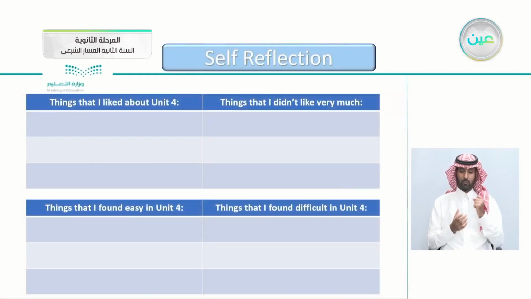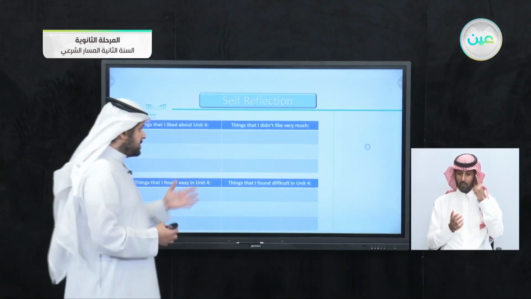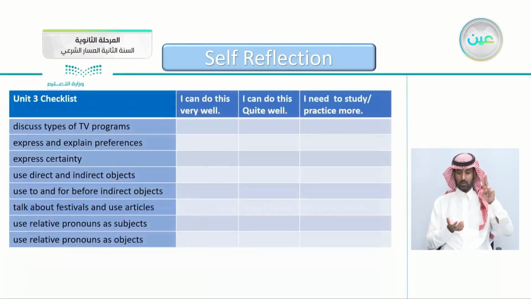Next, we come to the self-reflection, where you evaluate your understanding of the unit. And it's easy here. Things that you liked about Unit 4, things that you didn't like very much, things that you found easy. What was easy for you in this unit? Things that you found difficult in Unit 4. Also here in the chart, it's a checklist. I can do this very well. I can do this quite well. I need to study or practice more.